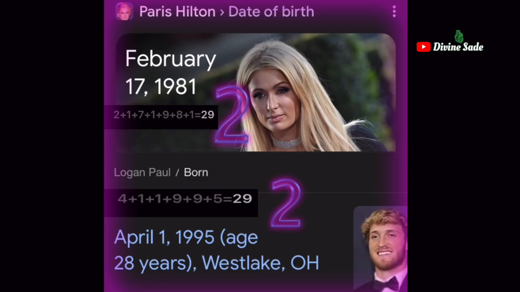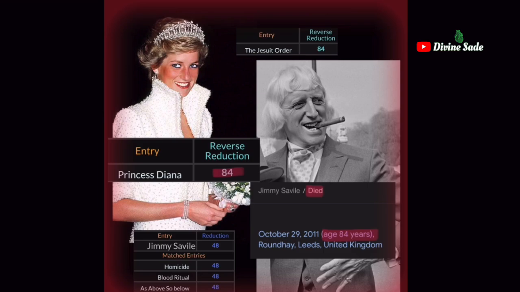The number 2 is a feminine number, and we see that this Logan Paul character has 2 female characters in his group. So right here is more scripting with the number 84 or 48, depending on how you want to see it. Princess Diana equals 84 in a reverse reduction cipher, matching to the Jesuit order with 84. This character is a big pawn in this simulation, this matrix, whatever you want to call it. There's characters who are staple pieces, staple pawns in this matrix. So it's not a coincidence that she matches to the Jesuit order.